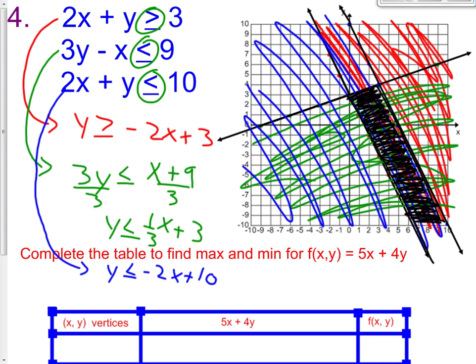And actually it's not even bounded. The reason why is because these two lines are parallel, so they will never, ever get any closer to each other. So you're not going to get a polygon on this one for a bounded region. You're going to have an open side here.